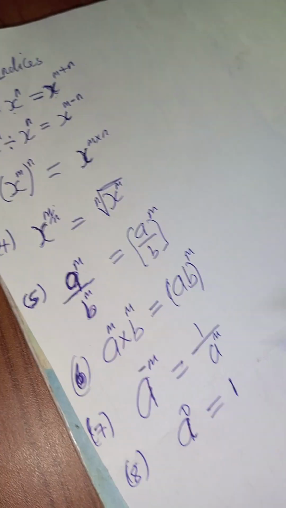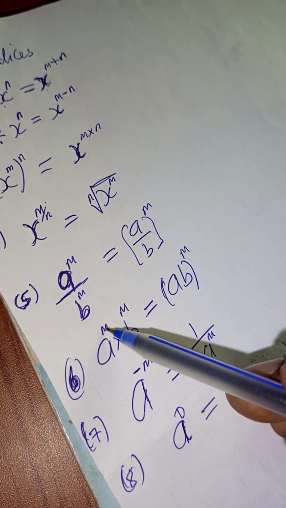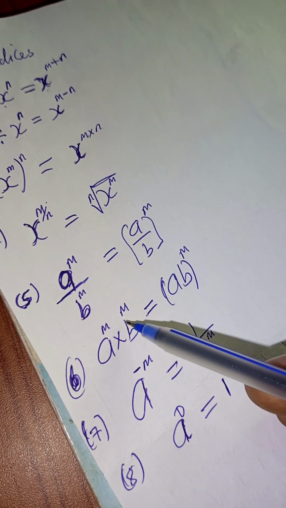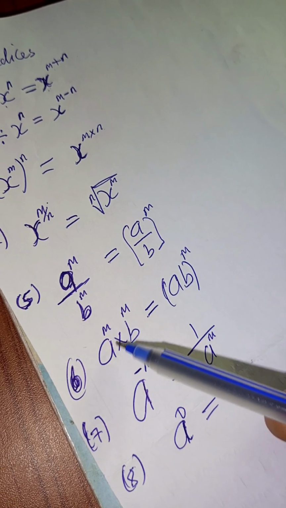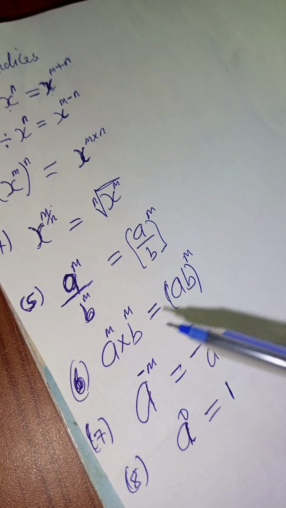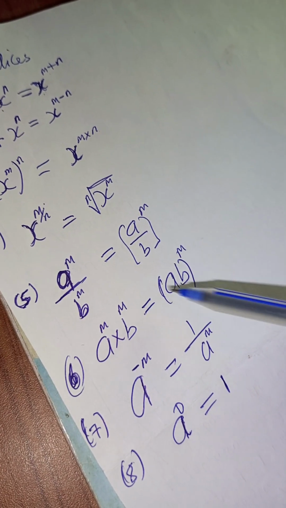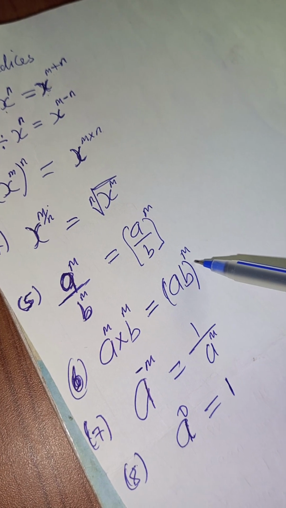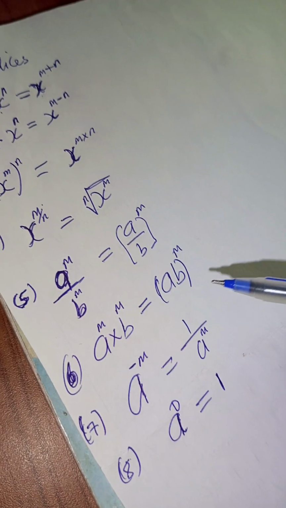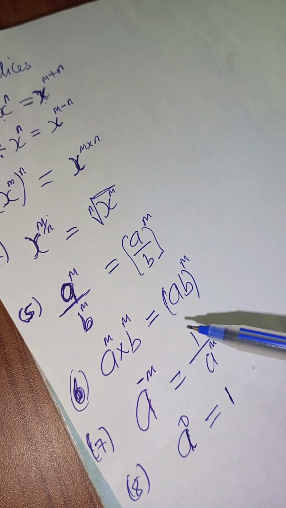Then the other one, the sixth one, is that when we have a raised to power m times b raised to power m, you discover that the powers are also equal here while the bases are different. You can multiply the bases together, and together you raise them to the power of m. This one helps you to what? To combine the numbers conveniently since the powers are equal.